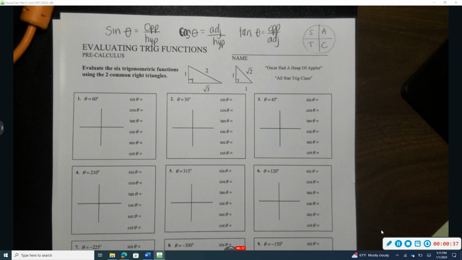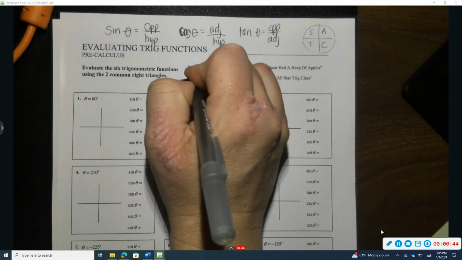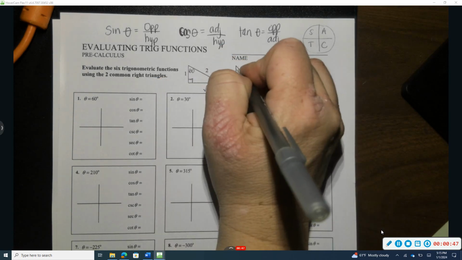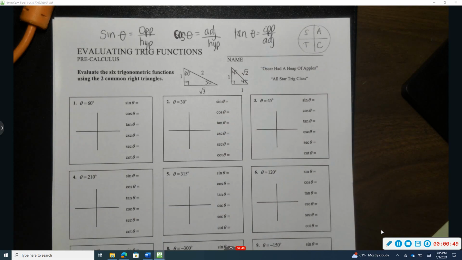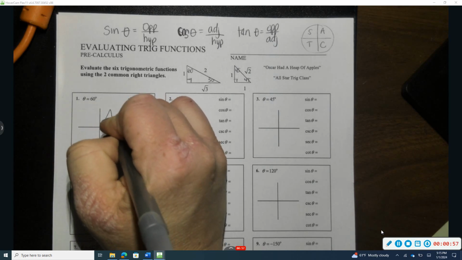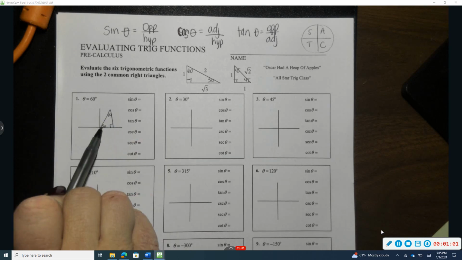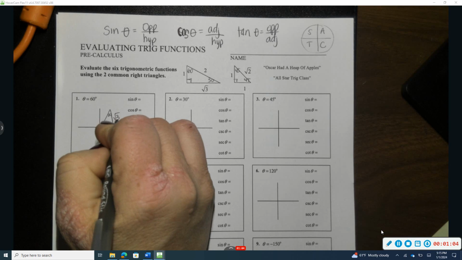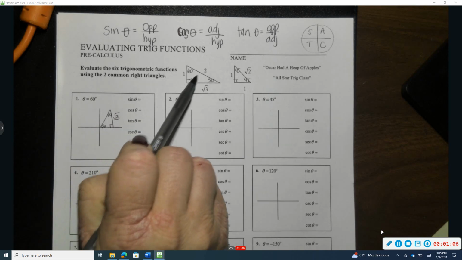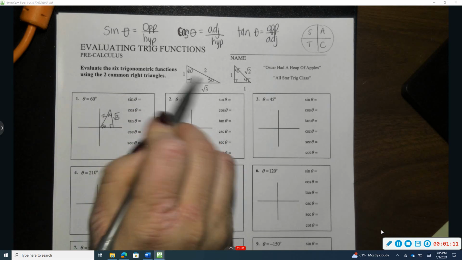So how do we answer these based on our understanding of 30, 60, 90 triangles and 45, 45, 90? So this is a 30 degree, this is a 60 degree and 90, this is 45 and 45. Okay. So evaluate the 6 trig functions using the common right triangle. So I'm going to draw this picture here. This is what it looks like. So this is my 60, my interior. This is 30. Now across from 60 is radical 3. Across from the 90 degrees is a 2. And across from 30 is a 1.